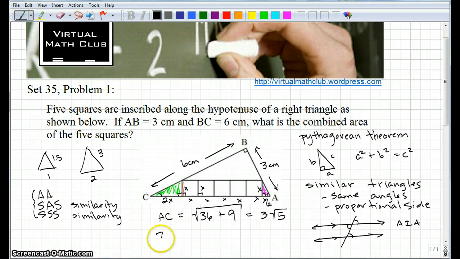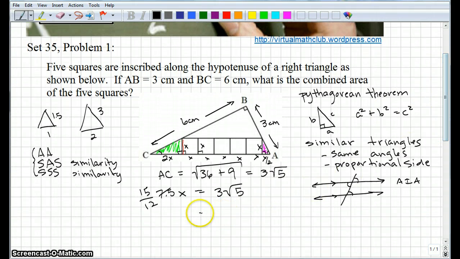So I'm going to write that: 7.5 times x is equal to 3 times the square root of 5. Alright? And we could write that as 15 halves, just to work in fractions. Oops, I wrote 15 twelfths. So let me get rid of that. Alright, it's 15 halves. So let's solve for x. Well, that's pretty easy. We can just multiply both sides by 2 and divide by 15. So x is equal to 6 times the square root of 5 all over 15.